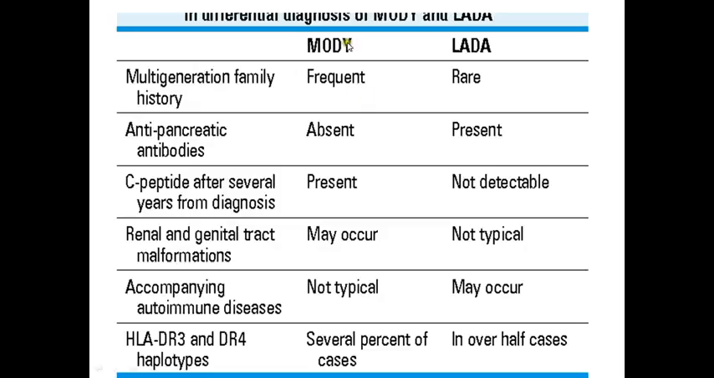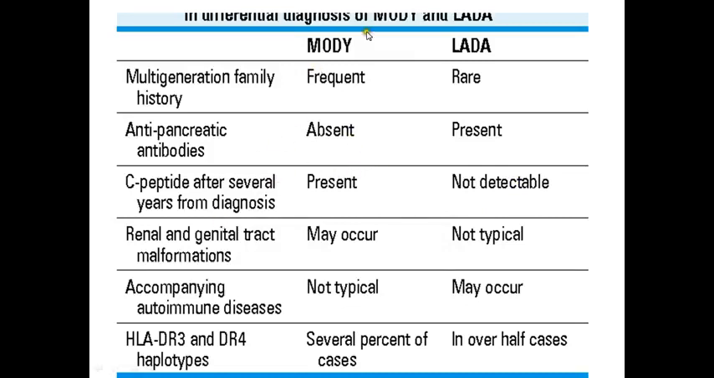Okay? So that's the difference between MODY and LADA: MODY is multi-generational, LADA is not, because LADA is an autoimmune disease and MODY is a genetic disease. Pancreatic antibodies are present in LADA but not in MODY, again because LADA is an autoimmune disease. There is no destruction of the gland in case of MODY; it's because of the ineffective release of insulin. So C-peptide is present in MODY, while in LADA, because of the destruction of the gland, it is not detectable. LADA is more like type 1 and MODY more like type 2, occurring at an earlier age, while the other occurs at a later age. So the age groups have been switched.